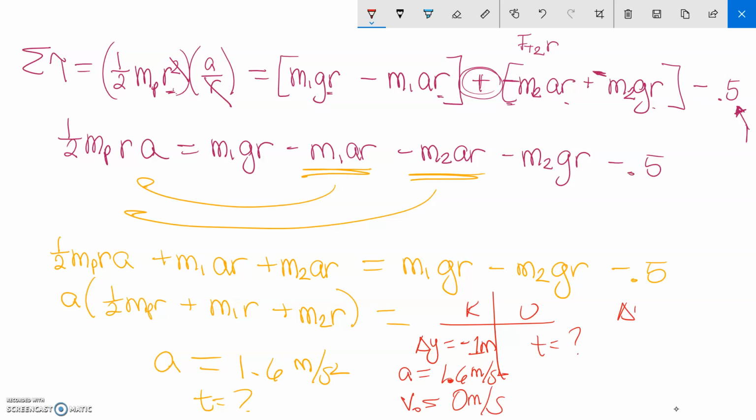So I'm going to use this equation. Delta y equals v naught t plus 1/2 at squared. This is 0. So t I'm going to solve for, and I get 1.1 seconds. Here's your answer.